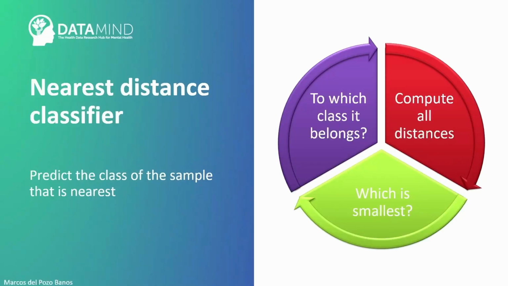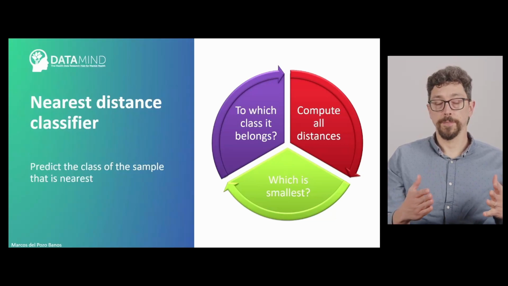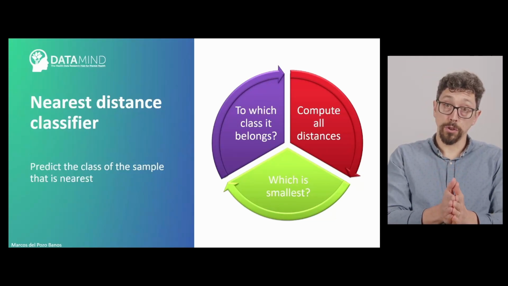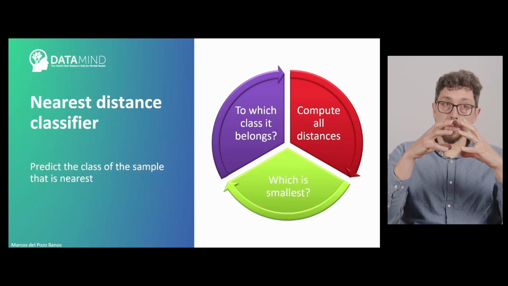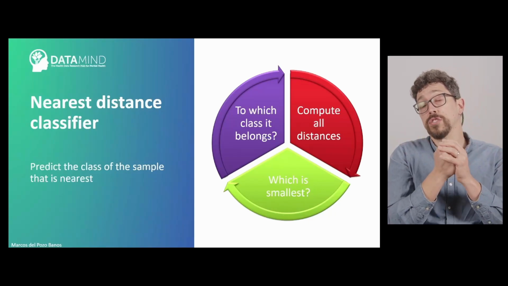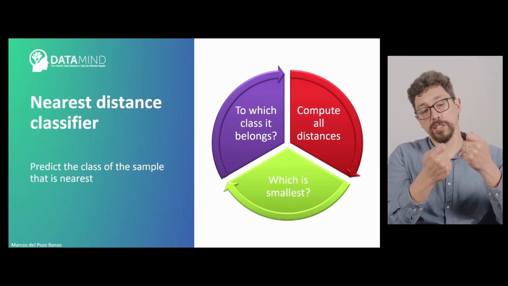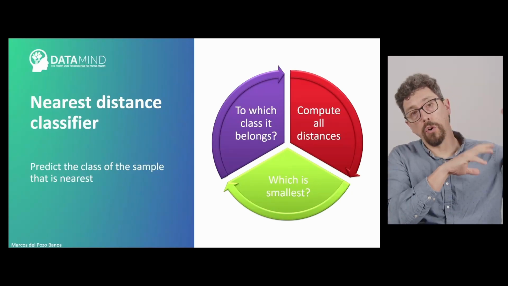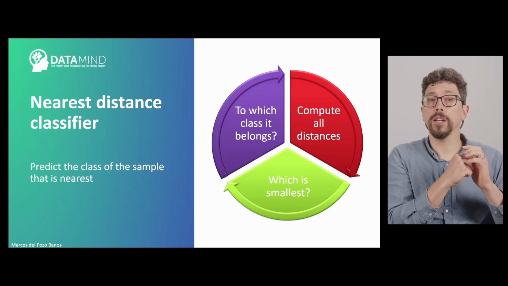Nearest distance classifier is a distance-based classifier that predicts the class of the sample that is nearest to it. In order to do so, for every evaluation sample, for each sample that we want to evaluate, we need to compute the distance between that sample and all the other samples that we have seen during training.